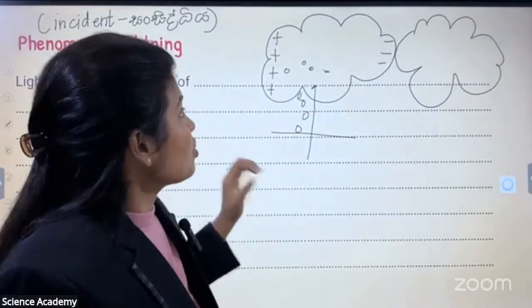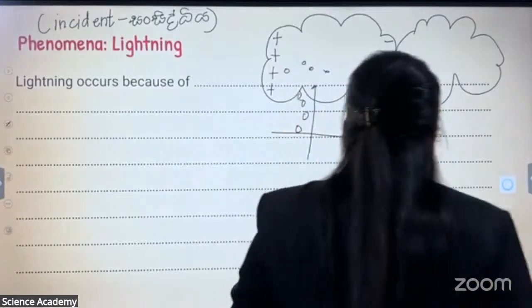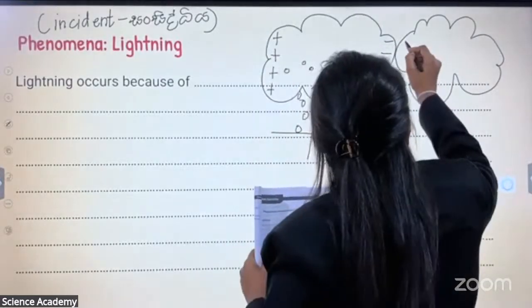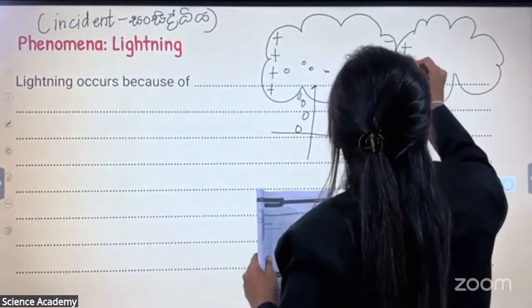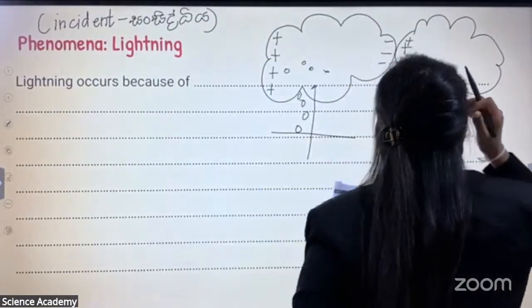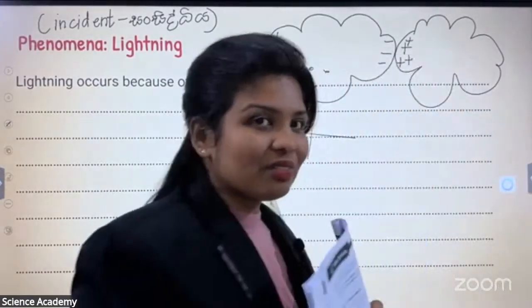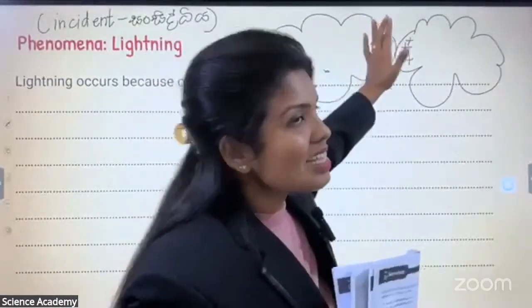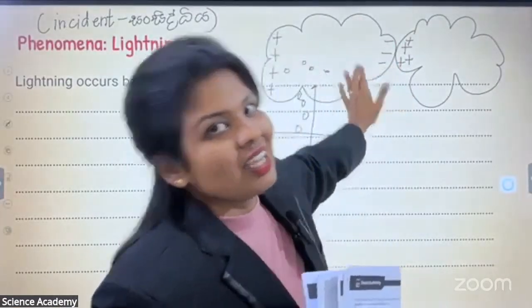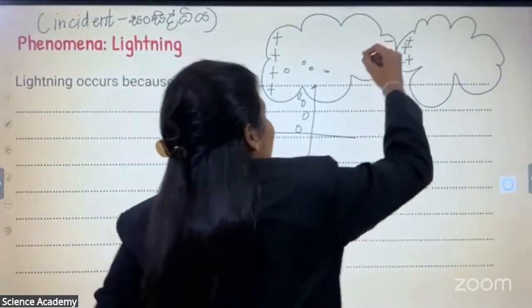Right? Okay. So children, then what will happen? Imagine that this area of the other cloud is charged like this. So children, what will happen? These excess electrons discharge to other clouds.